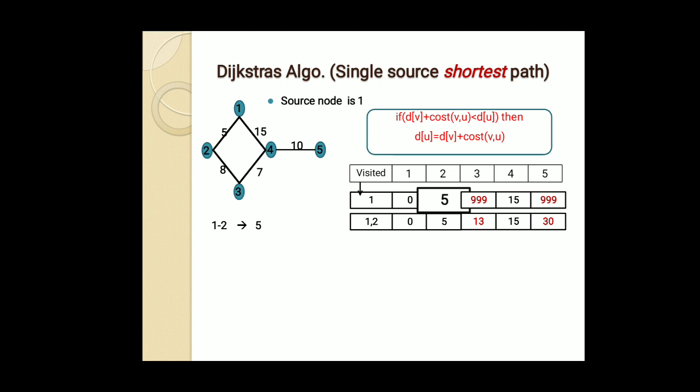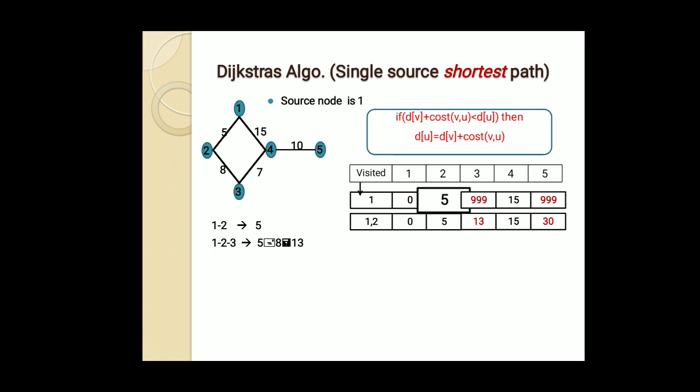Similarly, I'll update that in terms of my result, where 1 to 2, 2 to 3. What is it? 5 plus 8 equal to 13, isn't it? So 5 plus 8 is equal to 13. That is what I have put up. Now again I'll come up with choosing the minimum out of the remaining values.